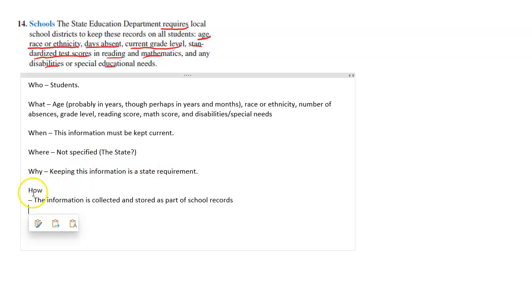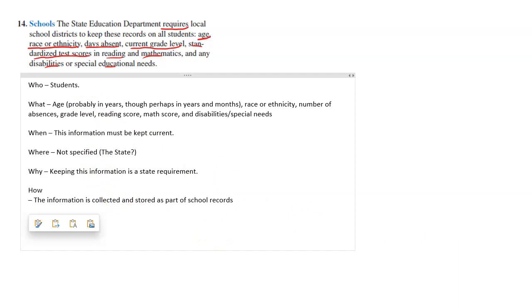Next is how. How would they keep this data? The data would be collected and stored as part of school records in some sort of database. So I would put the information collected and stored in the school records is the how. And so we got all 6 of them right there.